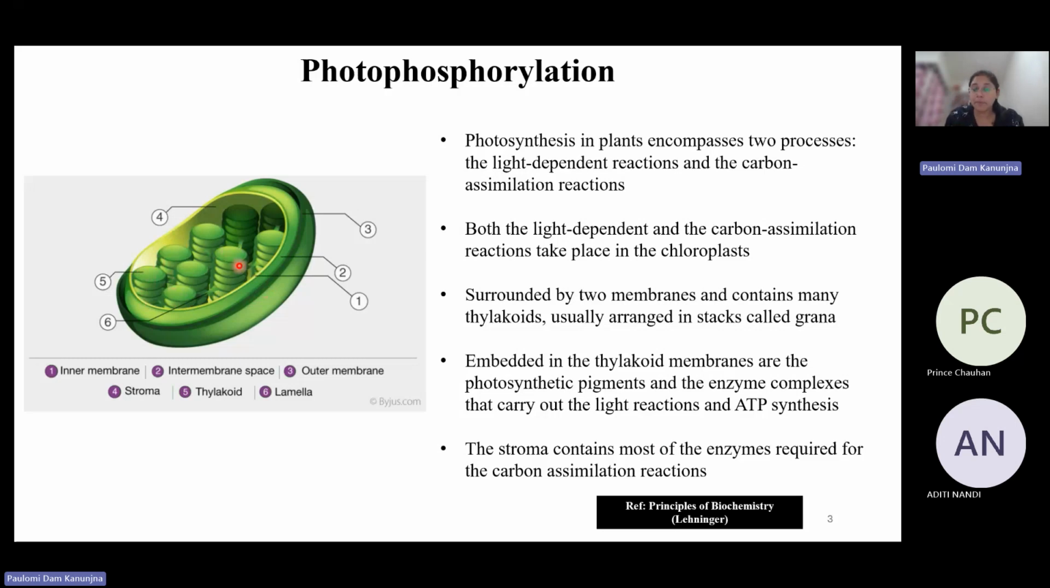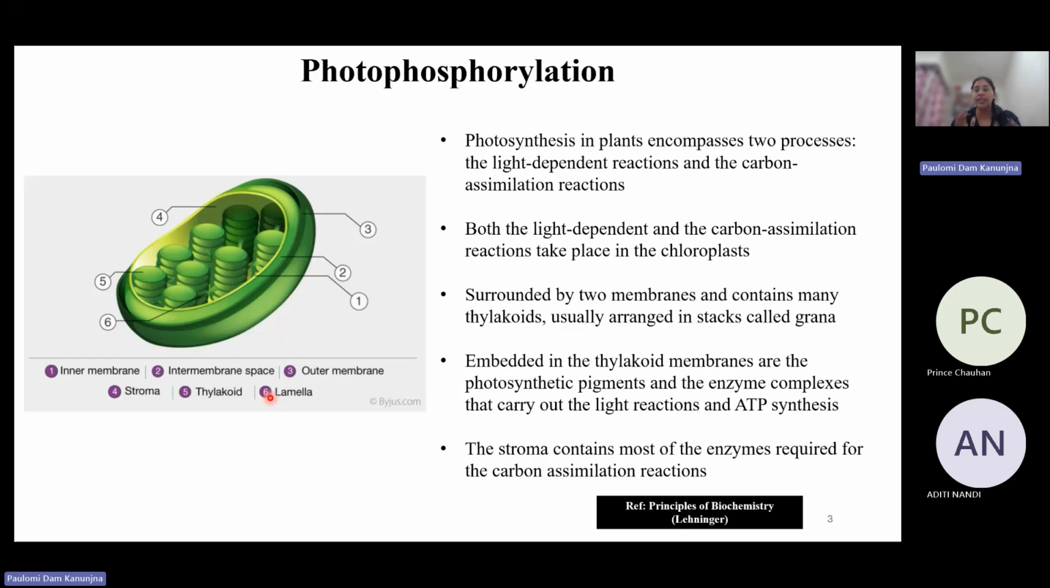And we will see why it is important, because this is the site where you have the capture of solar energy, right? So in the thylakoid membranes, which is the lamella, there are photosynthetic pigments. Photosynthetic pigments are basically the ones that are involved in photosynthesis. So photosynthetic pigments and the enzyme complexes that carry out these reactions.